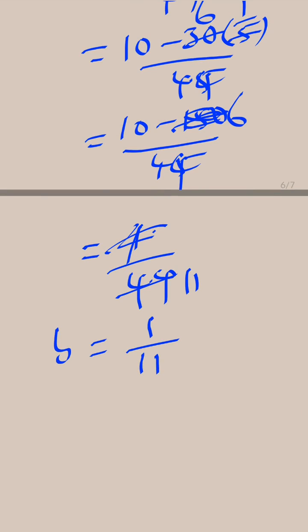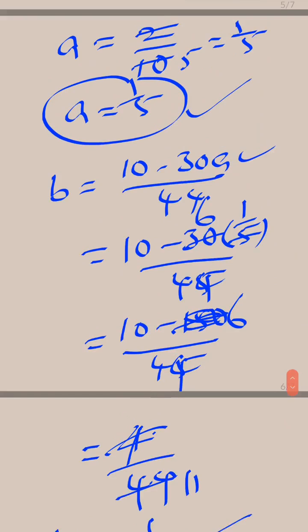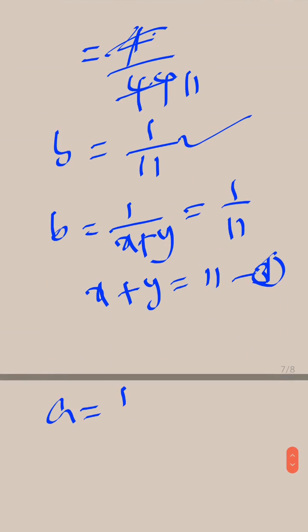But these are not the final values, a value is different, b value is different. For example, b value, how much we have selected, b is equal to 1 by x plus y we have taken. So 1 by x plus y is equal to 1 by 11, because both the values are same. Now x plus y is equal to 11. This is another equation. At the same time, a value also, a is equal to 1 by 5.